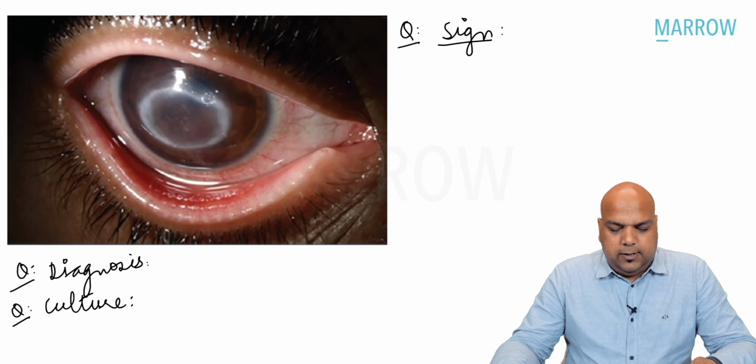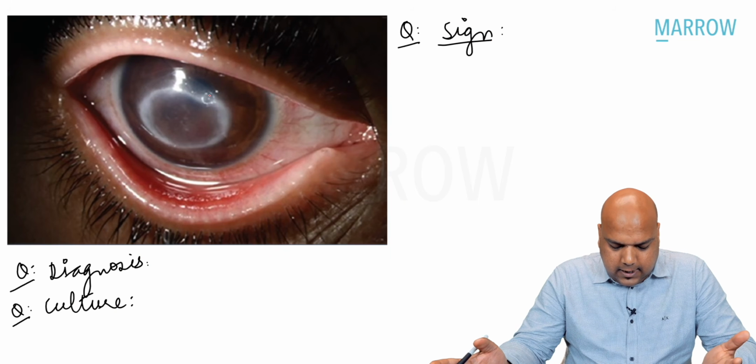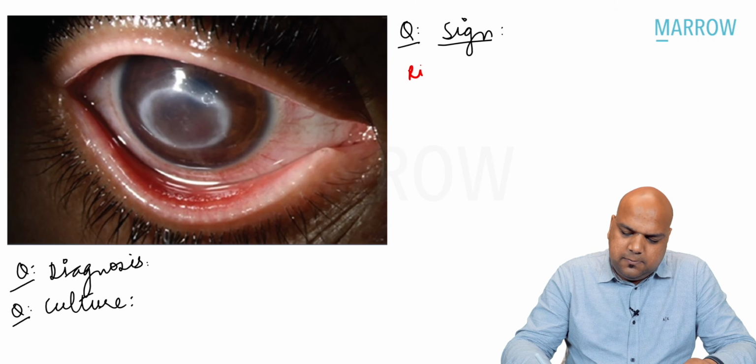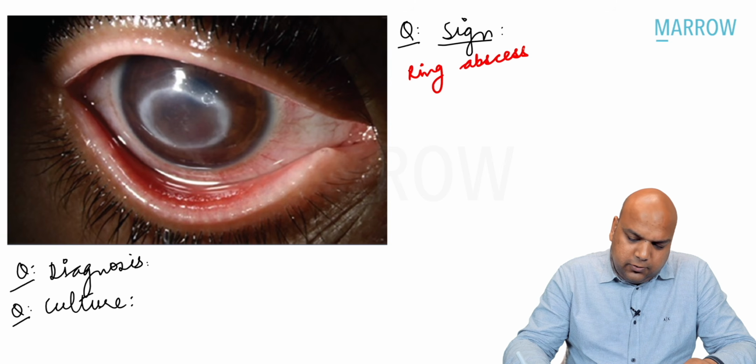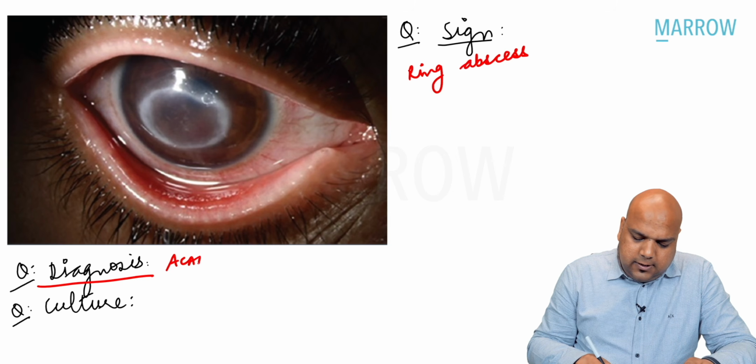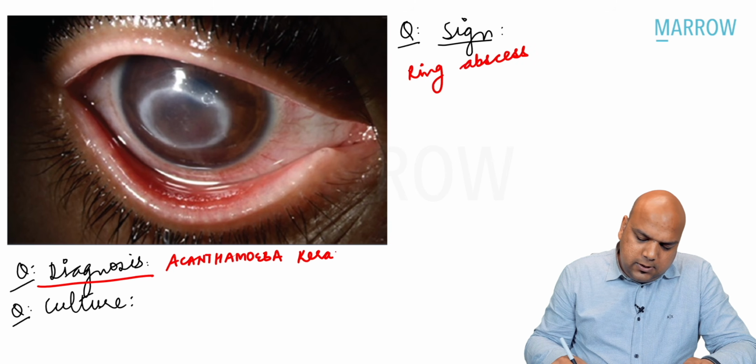Okay, next image. What is the sign? What is the diagnosis? And culture they've asked. Okay, so let us see. First of all, the sign. We see a ring-shaped abscess. Yes, pretty simple. A ring-shaped abscess. Now the only question is, ring-shaped abscess is seen in which condition? So I think it is pretty pathognomonic almost.